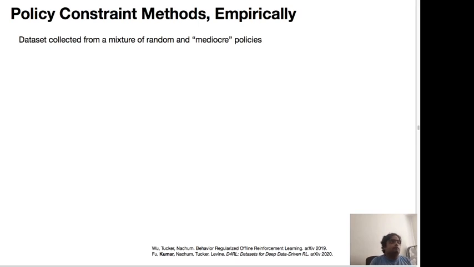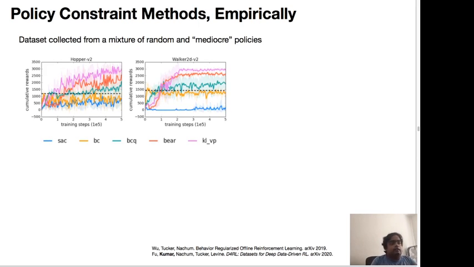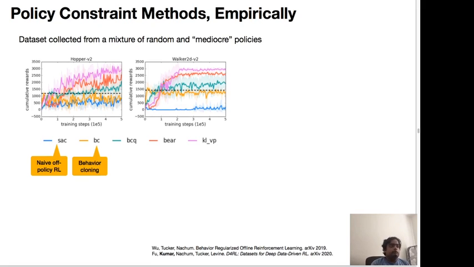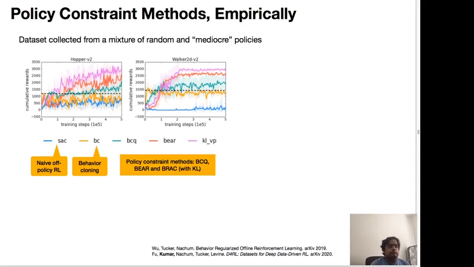So in that setting, what do we find? Before that, let's look at what methods we compare here. We compare to a naive off-policy RL method, which is soft actor critic, shown in blue. We compare to behavior cloning, which is shown in yellow, as well as three policy constraint methods, BCQ, BEAR, and BRAC, with the KL version of the algorithm. So that's indicated as KL_VP.